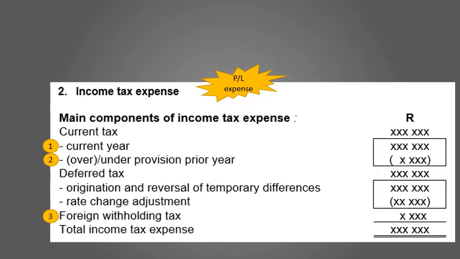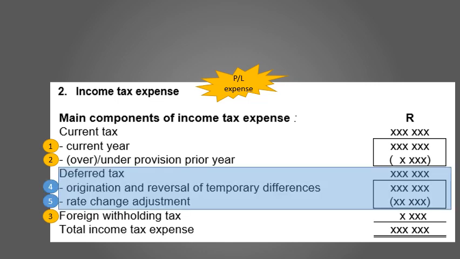Now we also have deferred tax that will affect this income tax expense line. So firstly, the origination and reversal of temporary differences is what we are currently looking at. And then any rate change adjustments, the effect of rate change adjustments we will look at later.